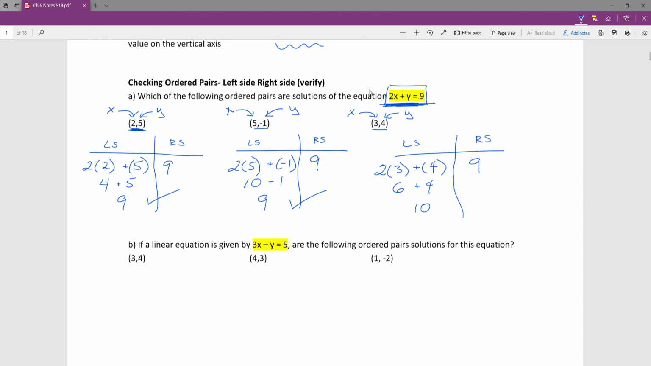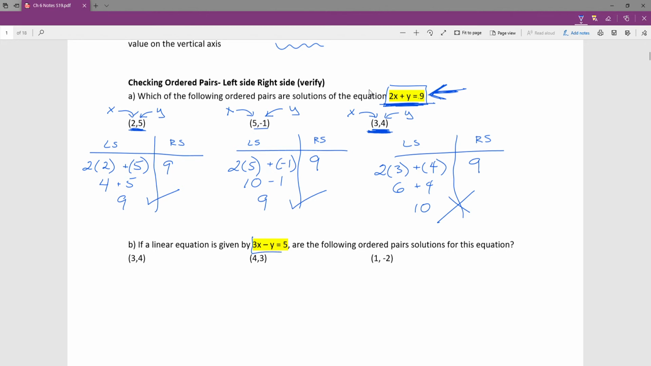and I evaluate them to see if things actually add up and check out. And in this case, because the left side and the right side don't check out, that means that this point is not on this line. This is not a solution to this linear equation. So we've got b down here, and this is one you can do for yourself.